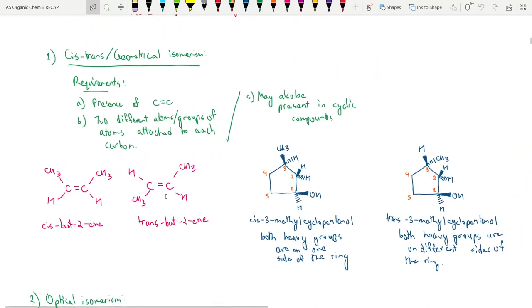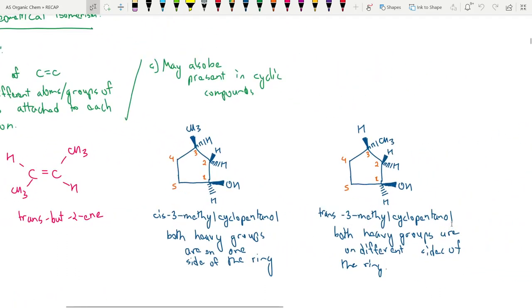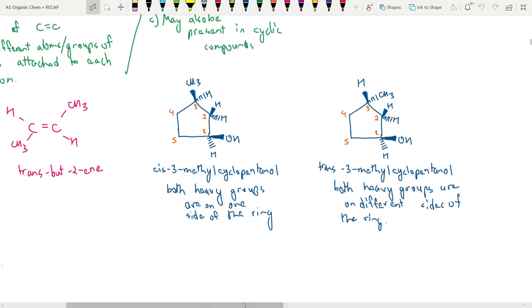Now, according to our syllabus, something new has been added. It may also be present in cyclic compounds. How exactly? For example, if the heavy groups are on the same side of the ring, we say that we have the cis isomer, cis-3-methylcyclopentanol. Both heavy groups are on one side of the ring. But what if the OH is above the ring and the CH3 is below the ring, as you see here in the diagram? CH3 is connected to the dotted line, which represents that it's below the ring. So if one heavy group is above the ring and the other heavy group is below the ring, it's basically a trans isomer, okay?